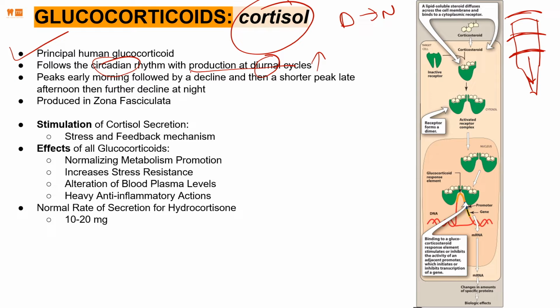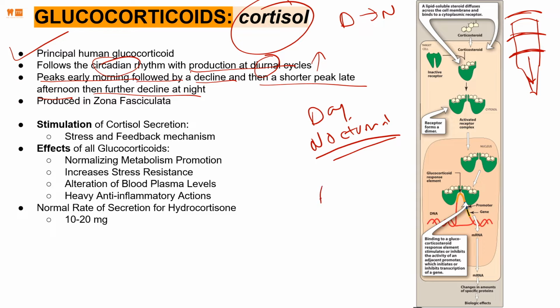What's a diurnal cycle? Diurnal is daytime, nocturnal is nighttime. It peaks early morning, followed by a decline, then a short peak late afternoon, and then a further decline at night. Well, think of it this way. When you wake up, you turn your car on, right? Your car heats up. Heating requires energy. Our body works the same way. When we wake up, the CNS wakes up, the circulatory system wakes up, heartbeat goes up. All of that needs energy.